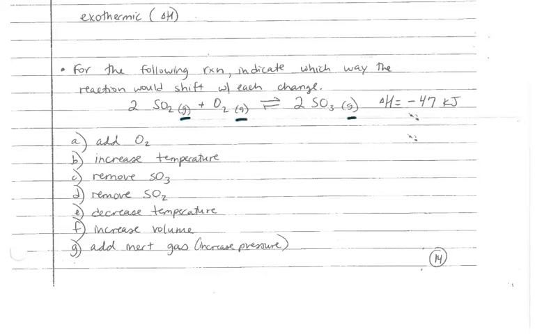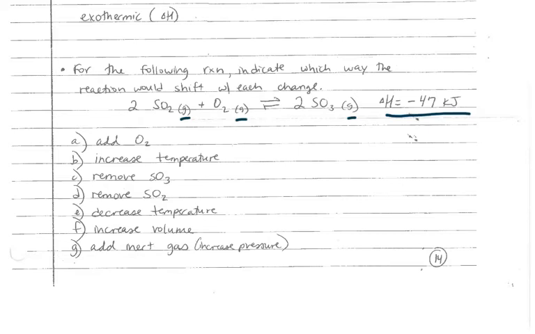So in this equation here, we have a totally gaseous equation. Everything's in a gas, so it's homogeneous. It is exothermic. The delta H is negative. And there's a series of different things that it's giving us and is asking which way would the reaction shift with each change.